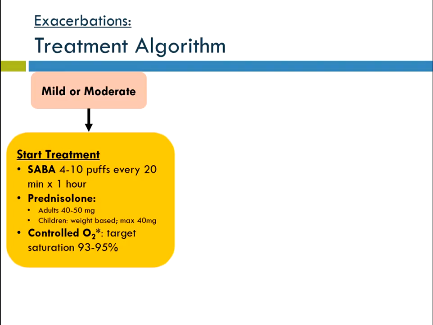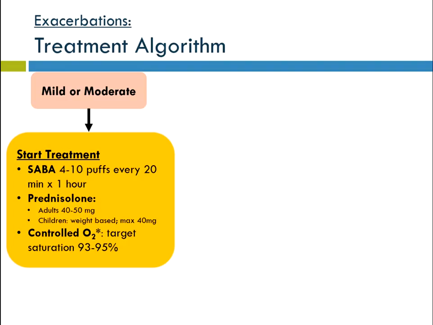We're also going to use that oral corticosteroid. In this case, we're choosing prednisolone, but prednisone is equally appropriate if they can swallow tablets at this point. Okay? For prednisolone, 40 to 50 milligrams for an adult. Children is weight-based with a max of 40. So children, weight-based, max of 40. Adults, 40 to 50.